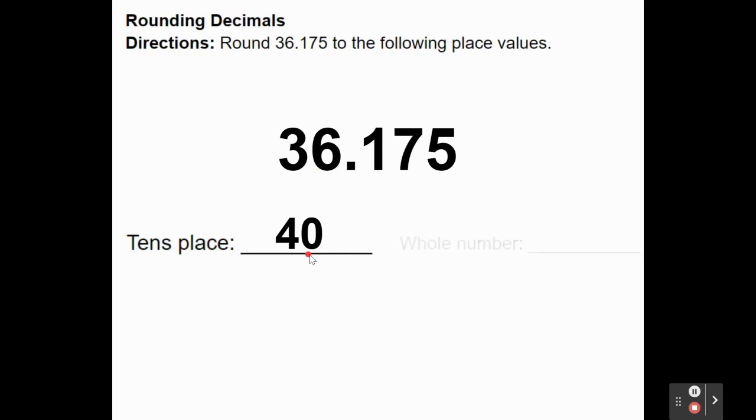Let's try now rounding to the ones place or the whole number. When we see a whole number, we know we're rounding to the ones place. So let's underline the digit in the ones place, which is the 6. We're going to look to the right in the tenths place, which is a 1. Well, the 1 in the tenths place is going to make our number round down. So this number rounds down to 36.